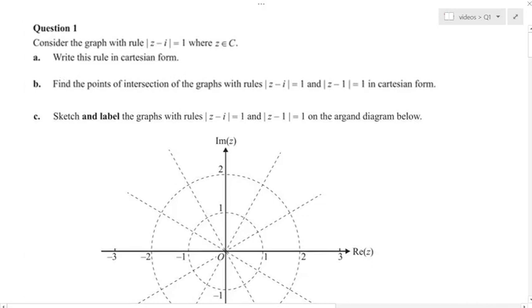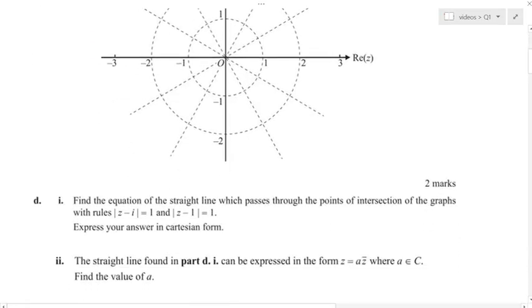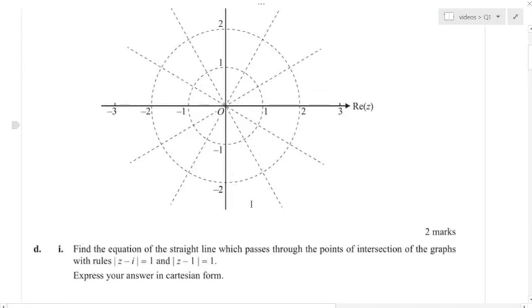This part would be considered fairly routine. Next one is the point of intersection of these two graphs. That could be called routine, and many of you would be able to do that intuitively. Next part is, again, you're talking about these two rules, and you're required to draw their graphs on this Argand plane. Next question is basically again same as C, but this time you are required to find your answer in Cartesian form.